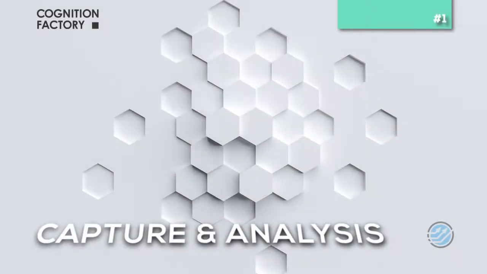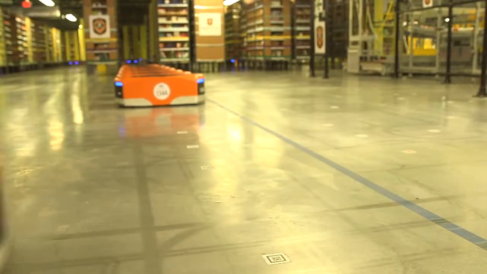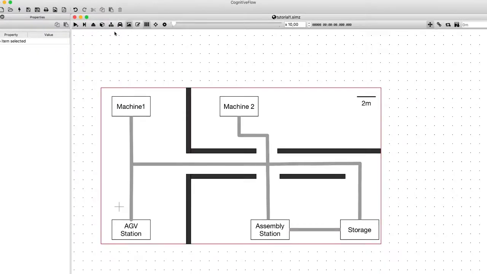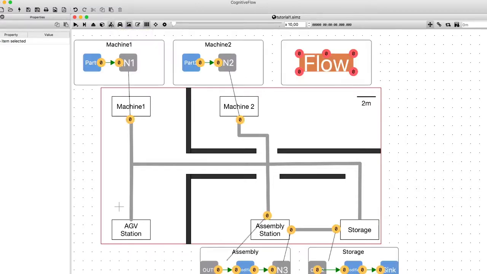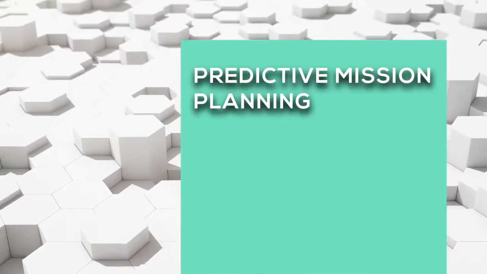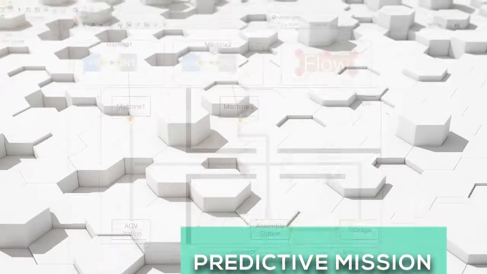In this tutorial, you will see how to capture and analyze dynamic material handling using AGVs. We start with a 2D layout plan, which captures production operations and material flow paths within the workflow. The flow block represents the CognitiveFlow, mission planning, and execution engine. It dynamically assigns and coordinates missions to each AGV in the fleet.